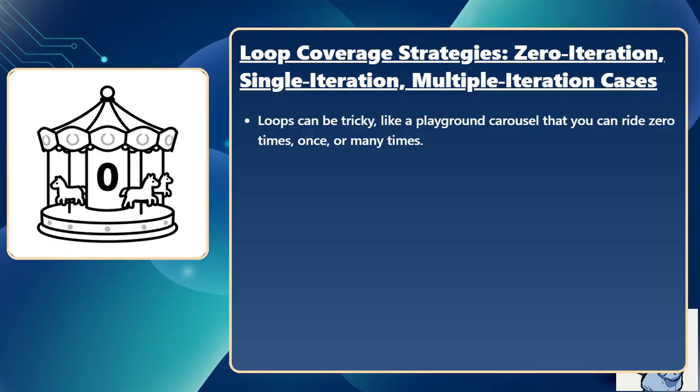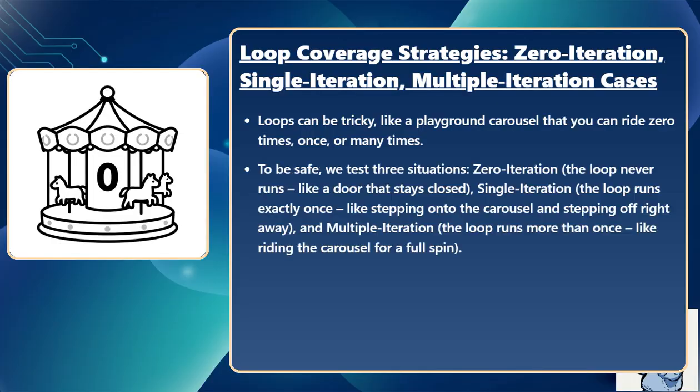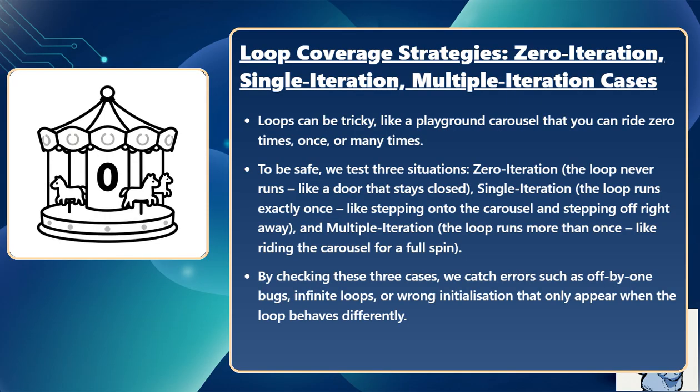Loops can be tricky, like a playground carousel that you can ride 0 times, once, or many times. To be safe, we test 3 situations. Zero iterations: the loop never runs, like a door that stays closed. Single iteration: the loop runs exactly once, like stepping onto the carousel and stepping off right away. And multiple iterations: the loop runs more than once, like riding the carousel for a full spin. By checking these 3 cases, we catch errors such as off-by-1 bugs, infinite loops, or wrong initialization, that only appear when the loop behaves differently.